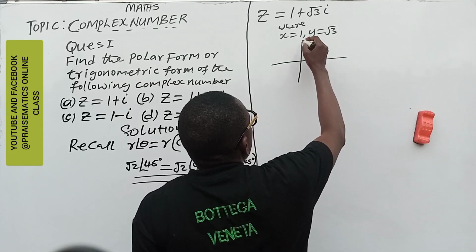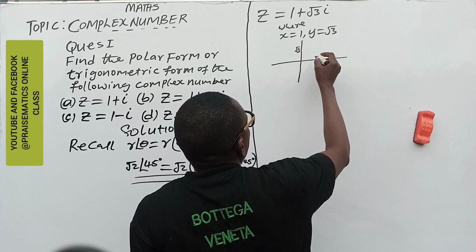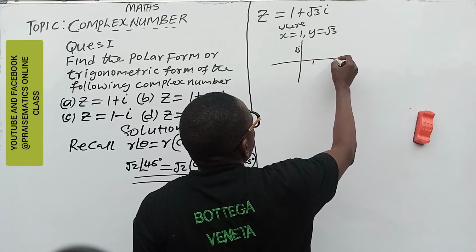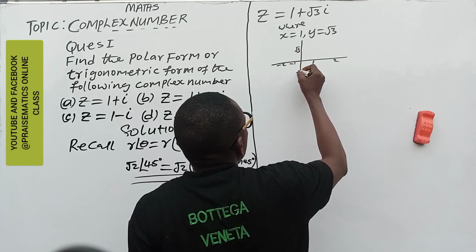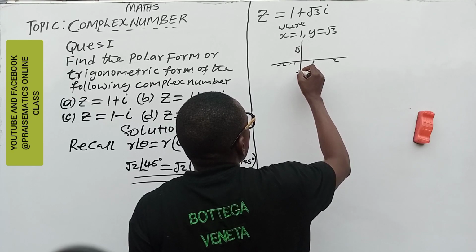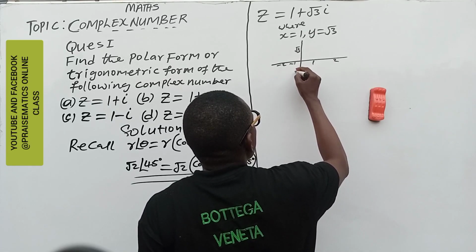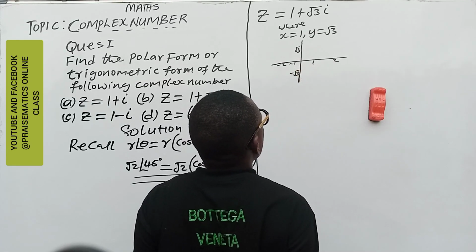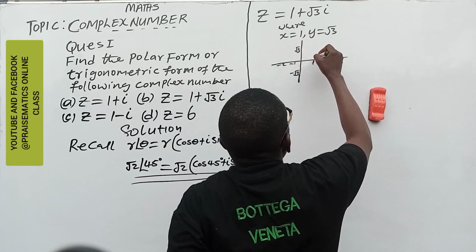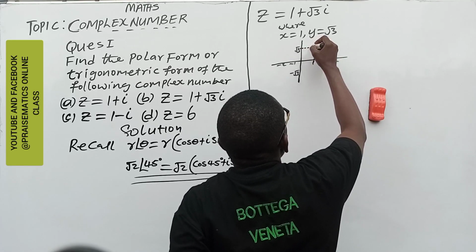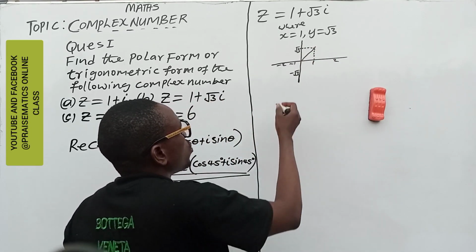Let's assume that this place is root 3, and here is 1, 2, minus 1, minus 2, minus root 3 here. Now, when x is 1, y is root 3. So you draw it. It still falls on what? The first quadrant.